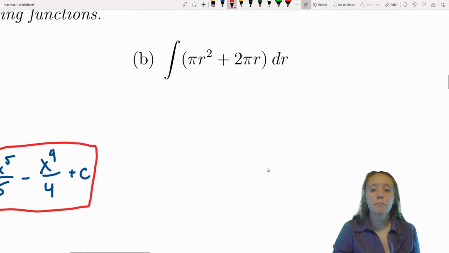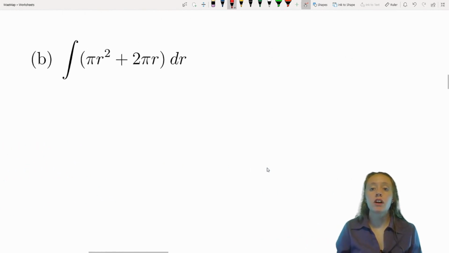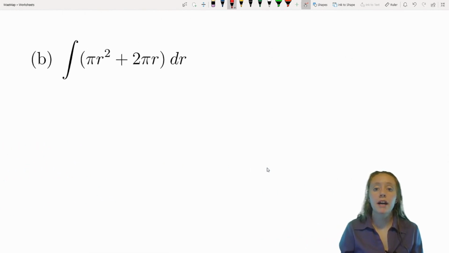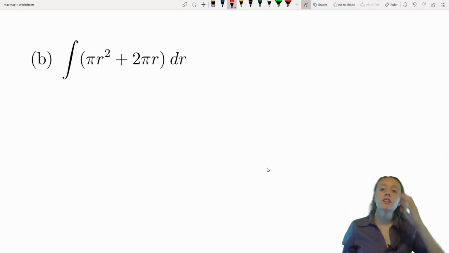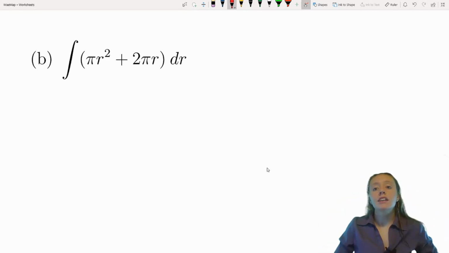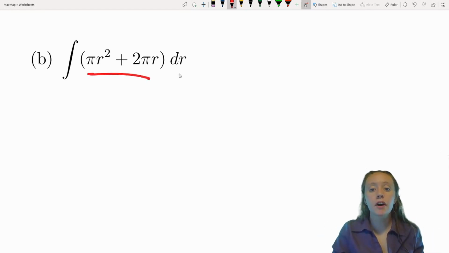Now, in part B, we have the integral of pi r squared plus 2 pi r, all with respect to r. So even though we're integrating with respect to a different variable, the same methods still apply. Our function is in terms of r, and we're integrating with respect to r.